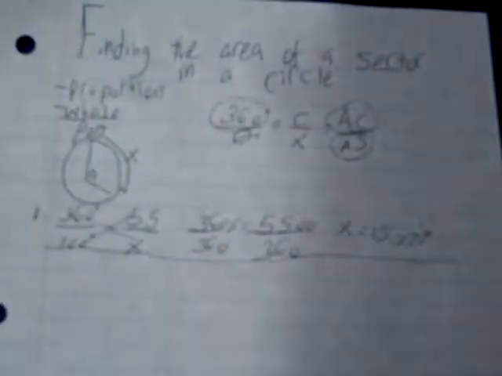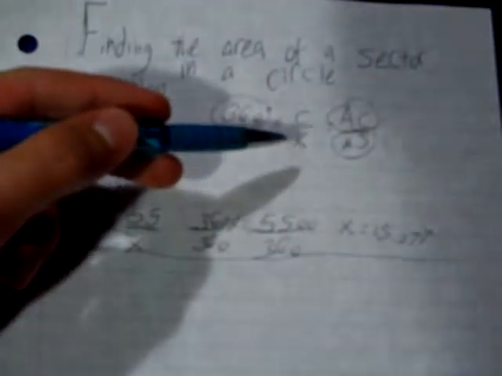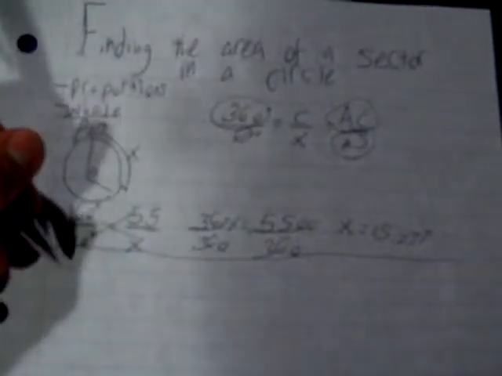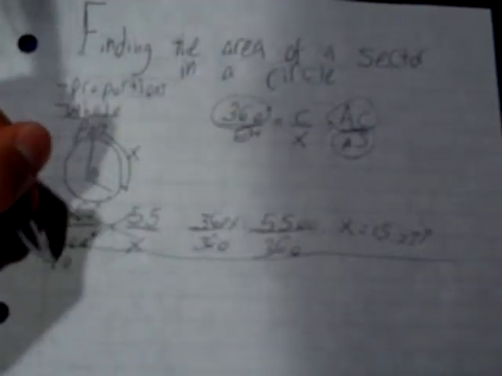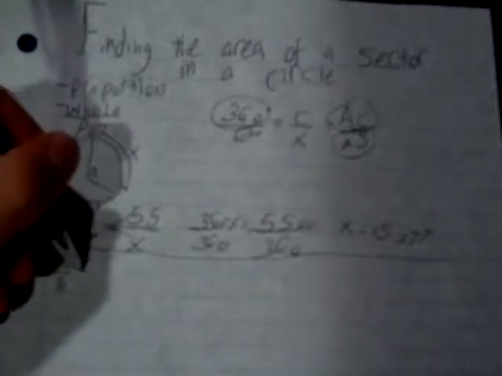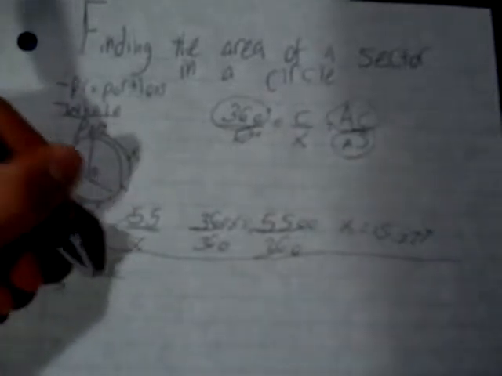Okay, so for the next one, we're going to use a combination of the circumference and the arc length. And so we're going to put whole over part. So the circumference is 10 and the arc length is 3. And now we're going to finish the proportion with the total area of the circle over the total area of the sector.